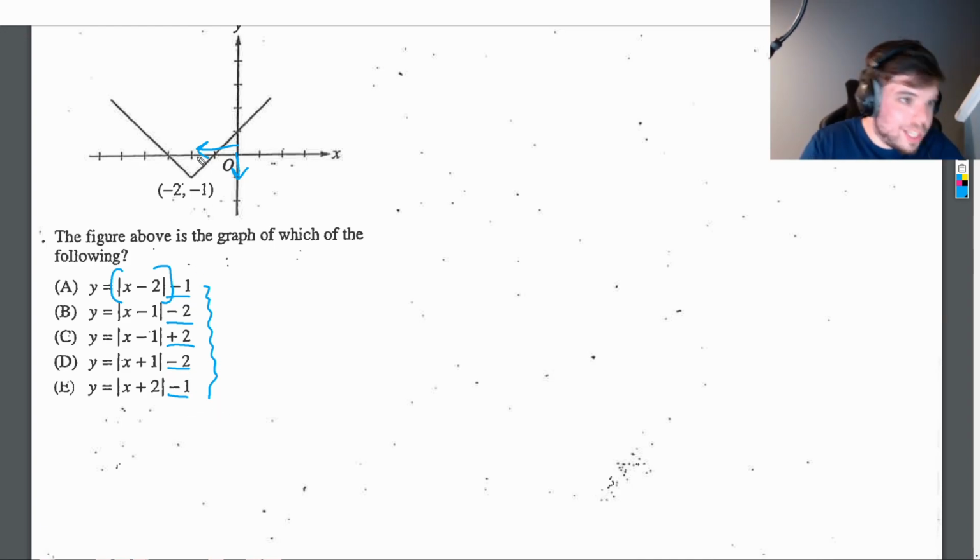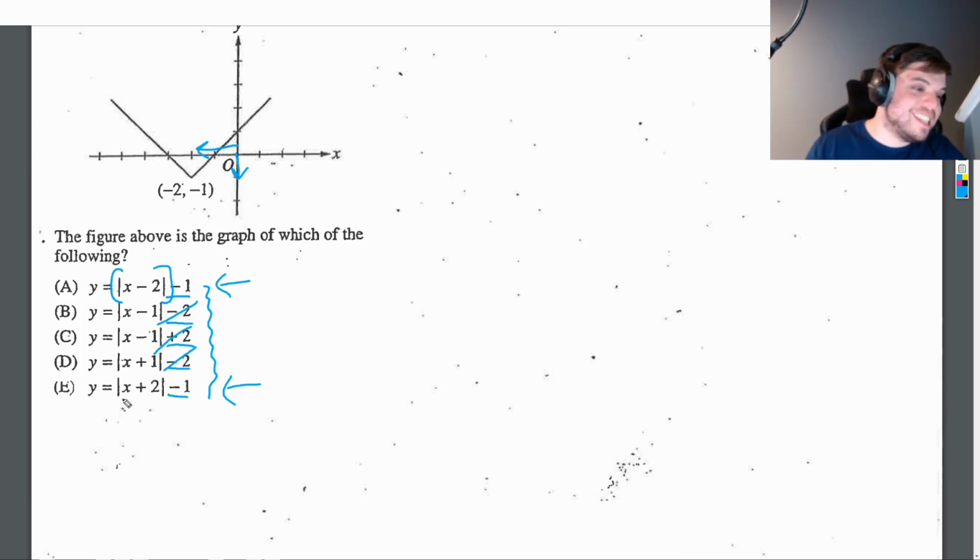So we see that this function was shifted 1 down. That means we're looking for functions that have a -1 on the end of them. I'm saying this in the most general way that I can, because this is true for every type of function in its standard form. So the ones with a vertical displacement of only 1 unit down are the ones that we need to consider. So it's either A or E, just based off of that. Okay, is it x minus 2 or x plus 2?